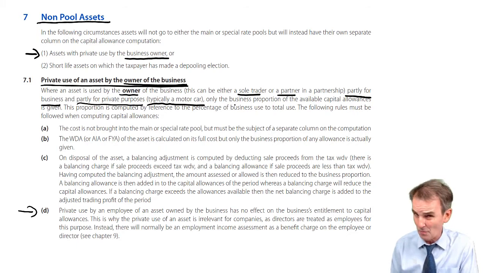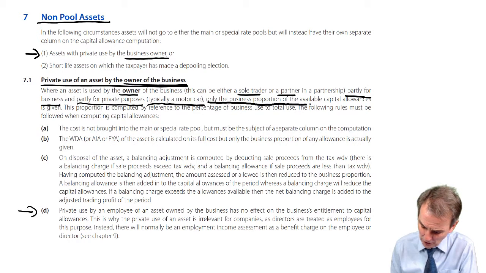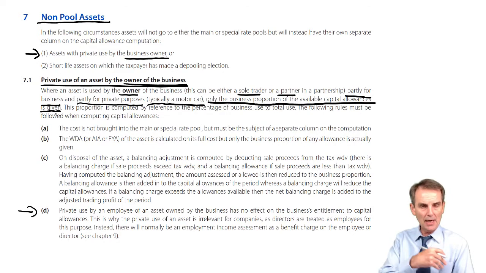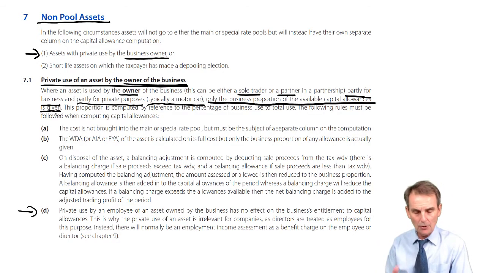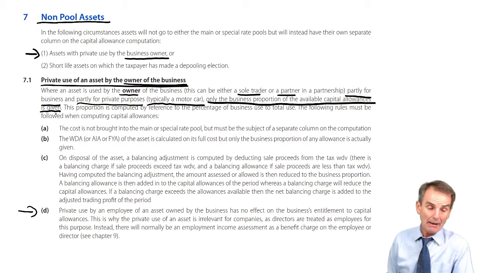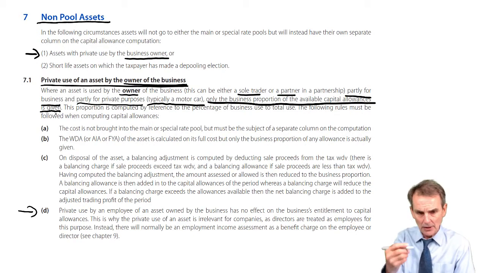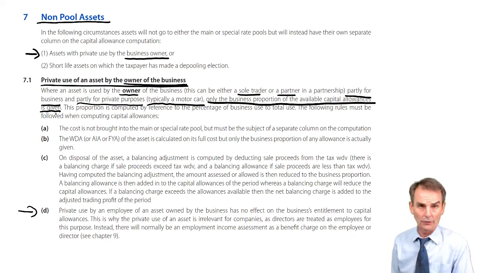If that is the case, as you might again assume, only the business proportion of the available capital allowances will be given. Now what this will mean is we'll still compute the normal writing down allowance. Whether that's 8%, whether it's 18%, we'll compute the normal writing down allowance. And that figure, that normal allowance, will be deducted in this individual column for this particular asset. So the full amount is taken account of in determining the tax written down value on this asset to carry forward to the next accounting period.